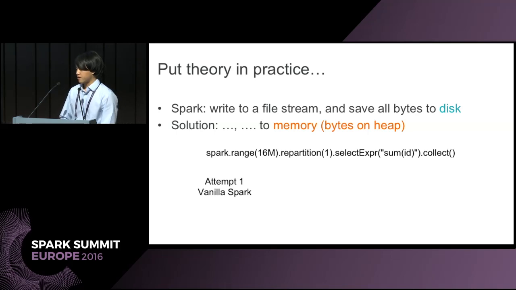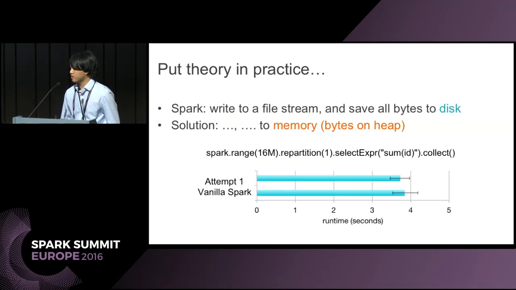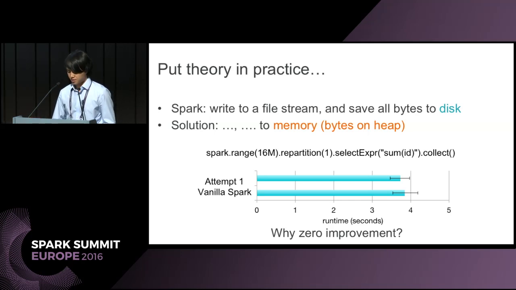So we want to compare the vanilla Spark's performance with this first attempt we have here. If you look at the numbers, it's very hard to even tell them apart. They have very close performance and their errors are very similar. So why do we have this wonderful rigorous theory that I've just shown you, but very little improvement here?